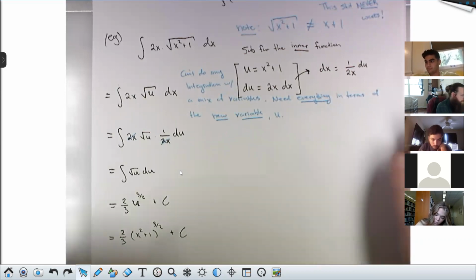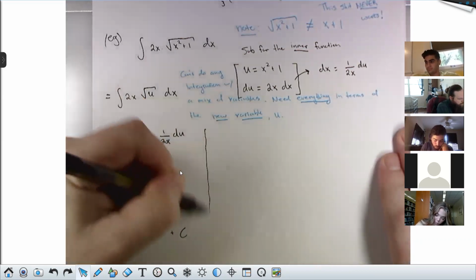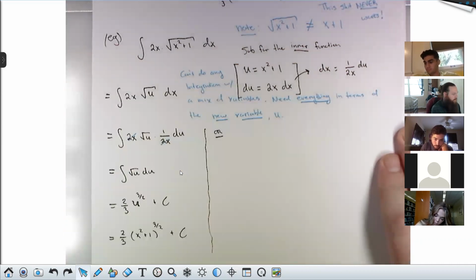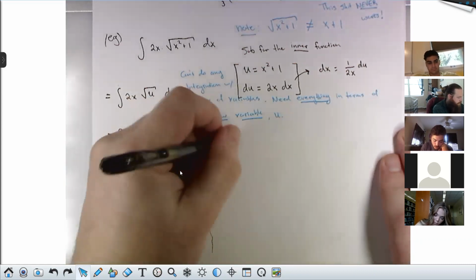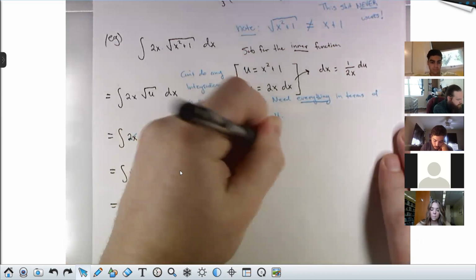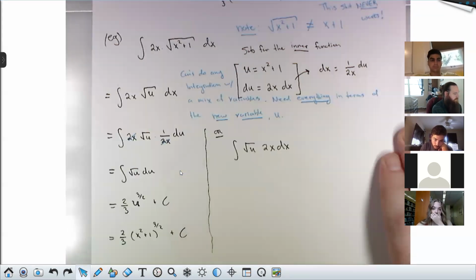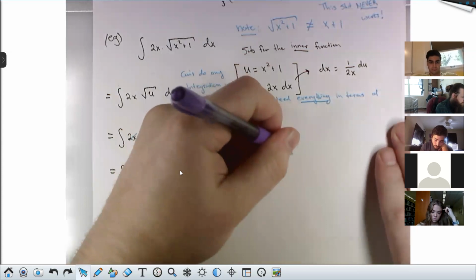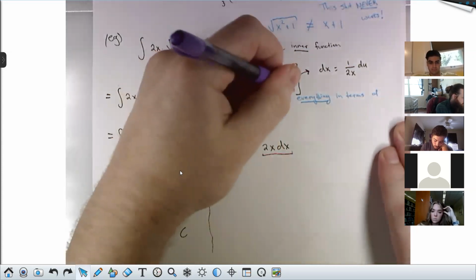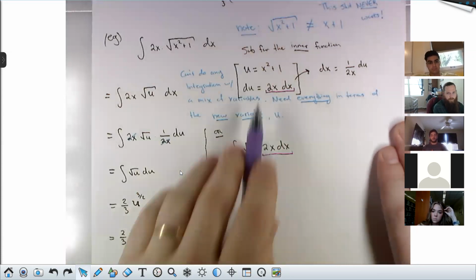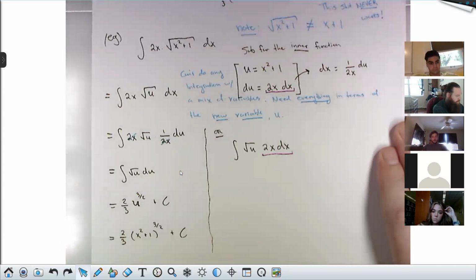Now the alternate approach, and the way I prefer to think of this, is to take this guy and rewrite it as integral square root u times 2x dx. And now look at this. 2x dx, that's du. You know that 2x dx is du. So you can just rewrite this as integral square root u du.